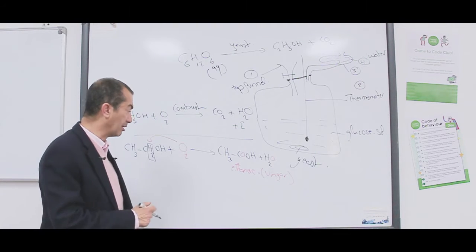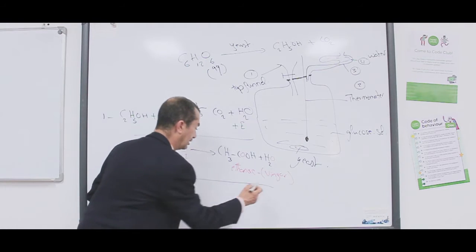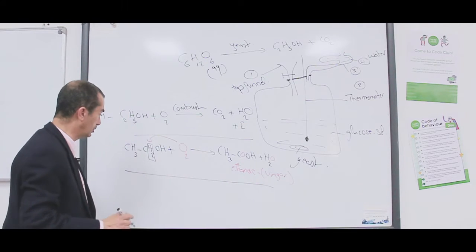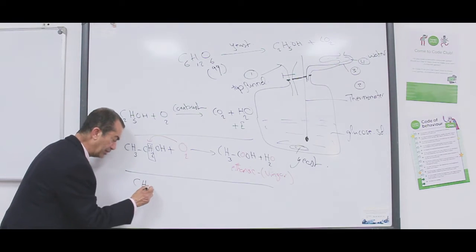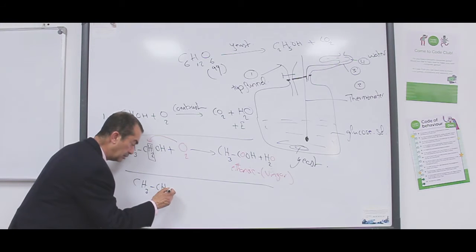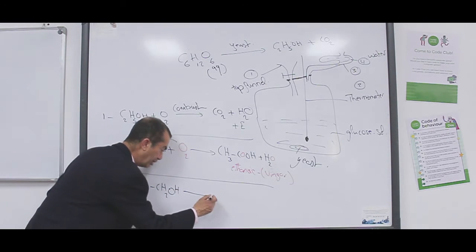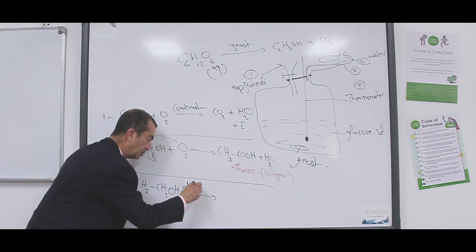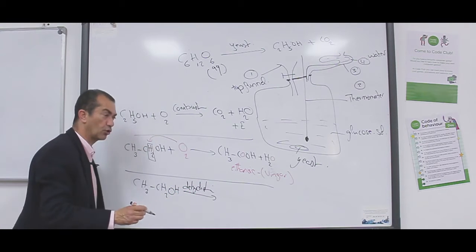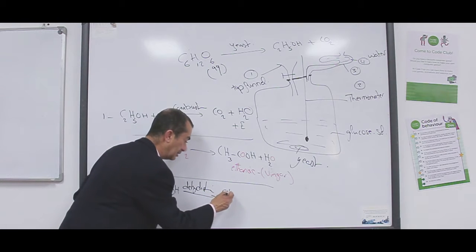Right. What about the third reaction? Alcohols also can be dehydrated. What is meant by dehydration? Removing what? Dehydration, removing water molecules. So alcohols are converted into alkenes.